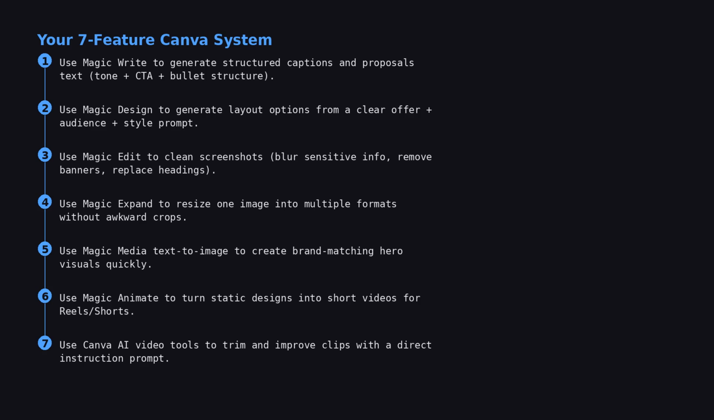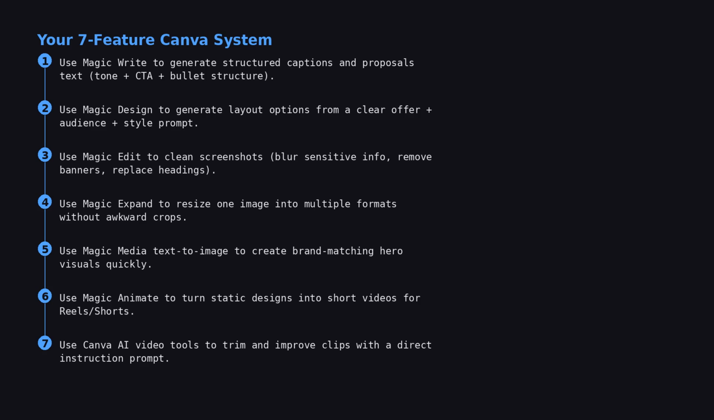Third, Magic Edit. Upload your screenshot, highlight the mess, and tell it exactly what to fix. Blur sensitive info, remove a banner, or replace text. Fourth, Magic Expand. Take one image and generate versions for different aspect ratios, so your content stays consistent across platforms. Fifth, Magic Media text to image. Generate brand-matching hero visuals. Include no readable text to avoid awkward artifacts.